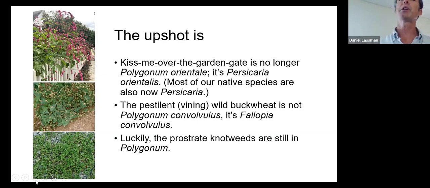And so now, instead of Polygonum orientale, we have Persicaria orientalis. And wild buckwheat, which we've all weeded out of our gardens, is now Fallopia convolvulus rather than Polygonum convolvulus. And we still have some Polygonums, but no one ever sees them. They call them the knotweeds. They like sidewalk cracks.